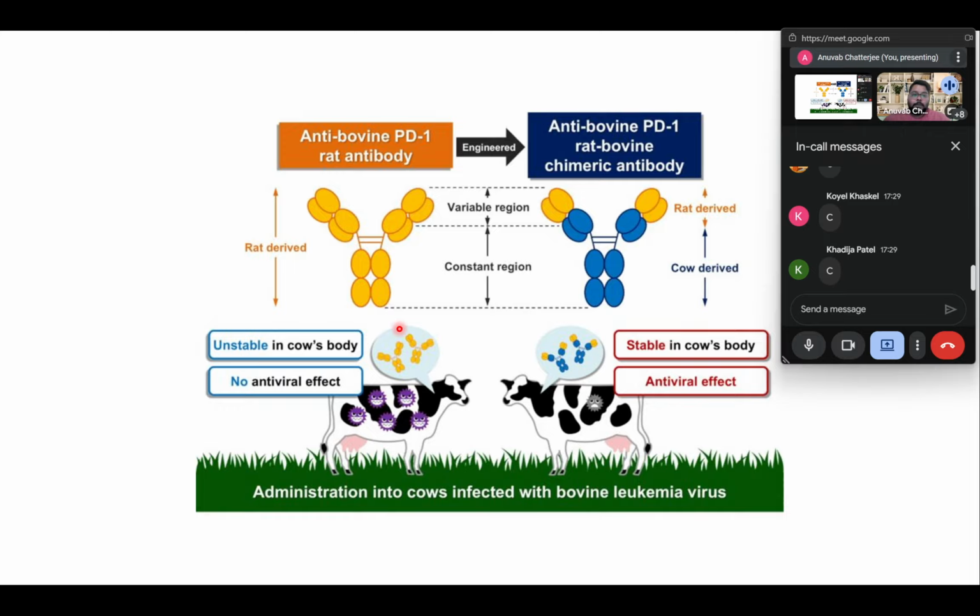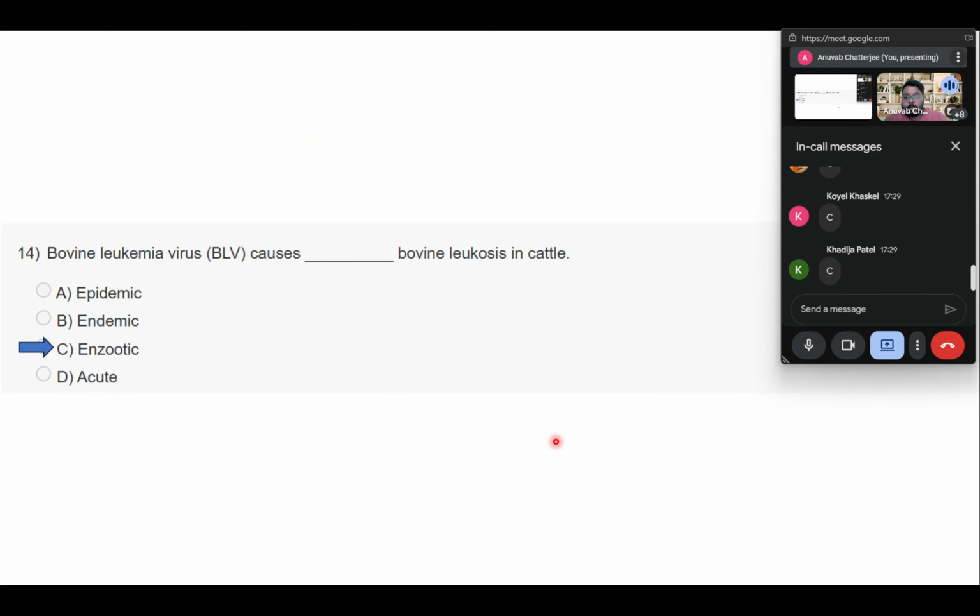One of the ways of dealing with these kinds of infections nowadays is using a chimeric antibody, the anti-bovine PD-1 rat-bovine chimeric antibody, which is part cow and part rat, and is able to stably be present in the cow and help in degradation of these particular BLV viruses. So BLV causes enzootic bovine leukosis in cattle.